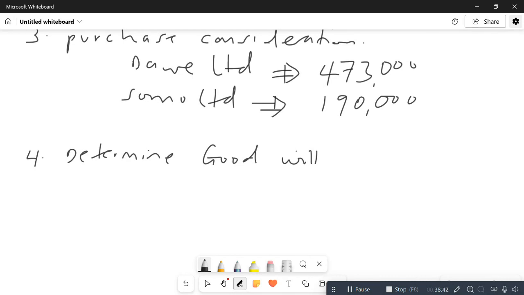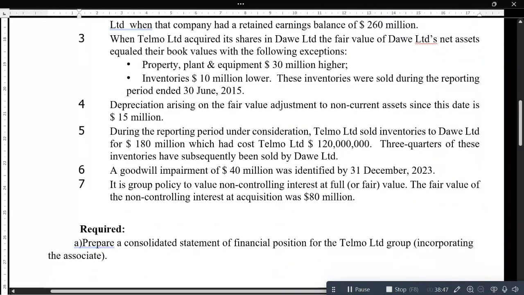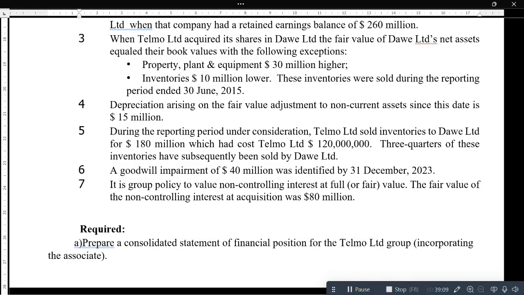However, it's still very important when you are dealing with goodwill to check which policy the company has. Is it group policy to value non-controlling interest at full or fair value? Remember, we have two methods of calculating goodwill: the full method and the proportionate share or partial method. A company can't have two or three policies, they will always bring one policy. The same policy applied when determining non-controlling interest we should use when determining goodwill.